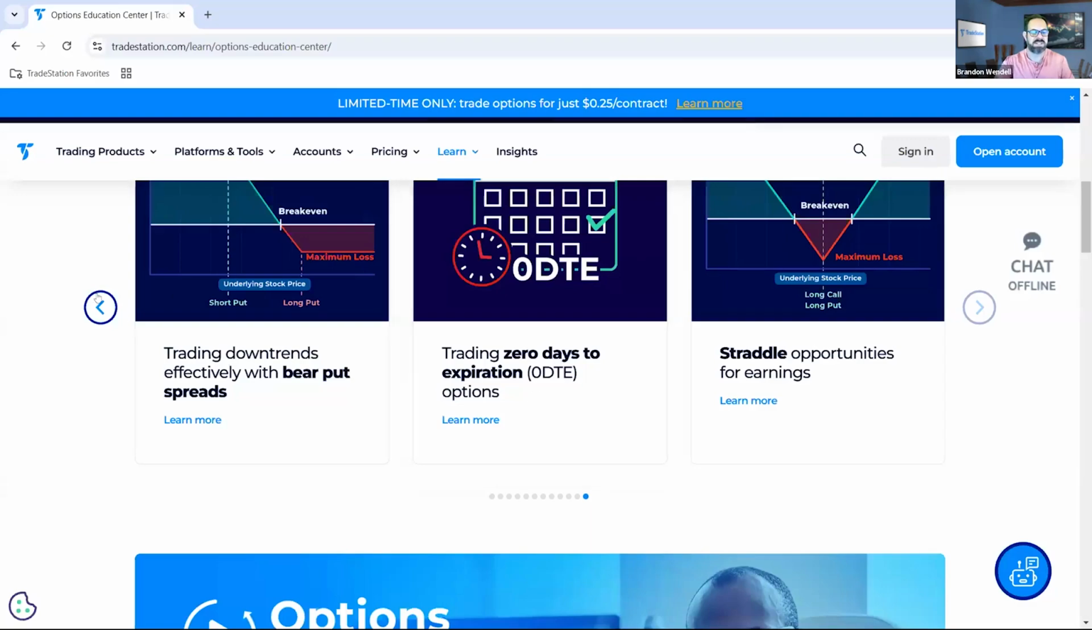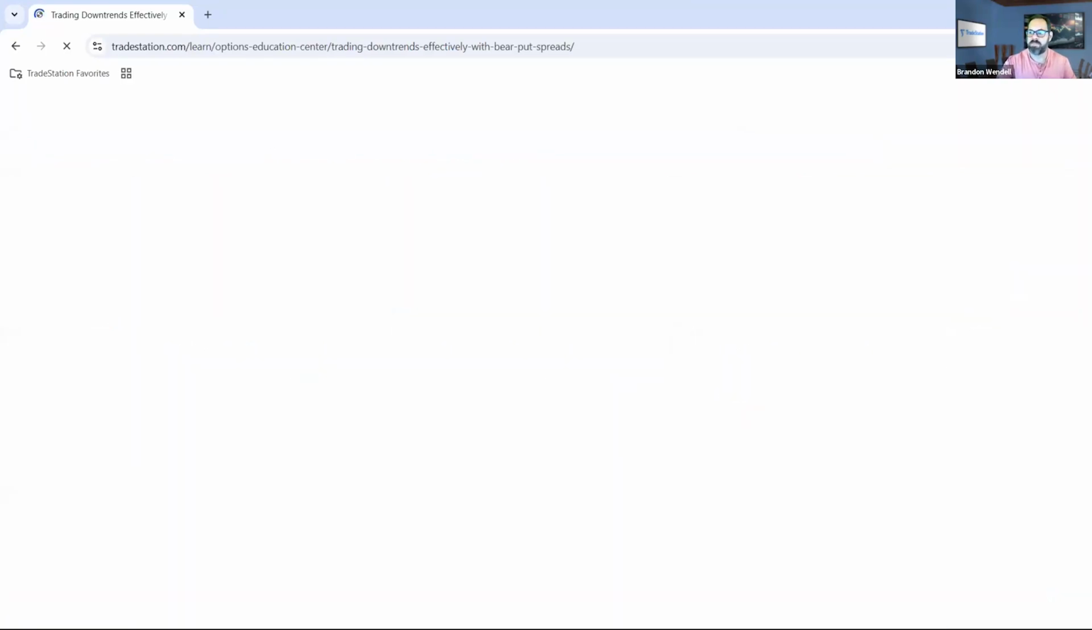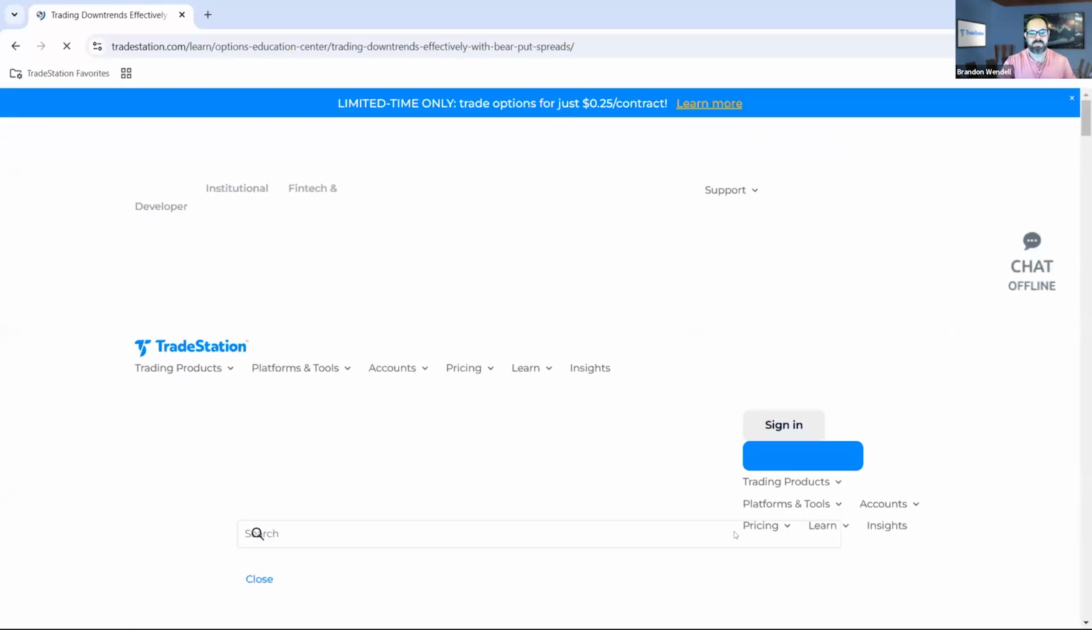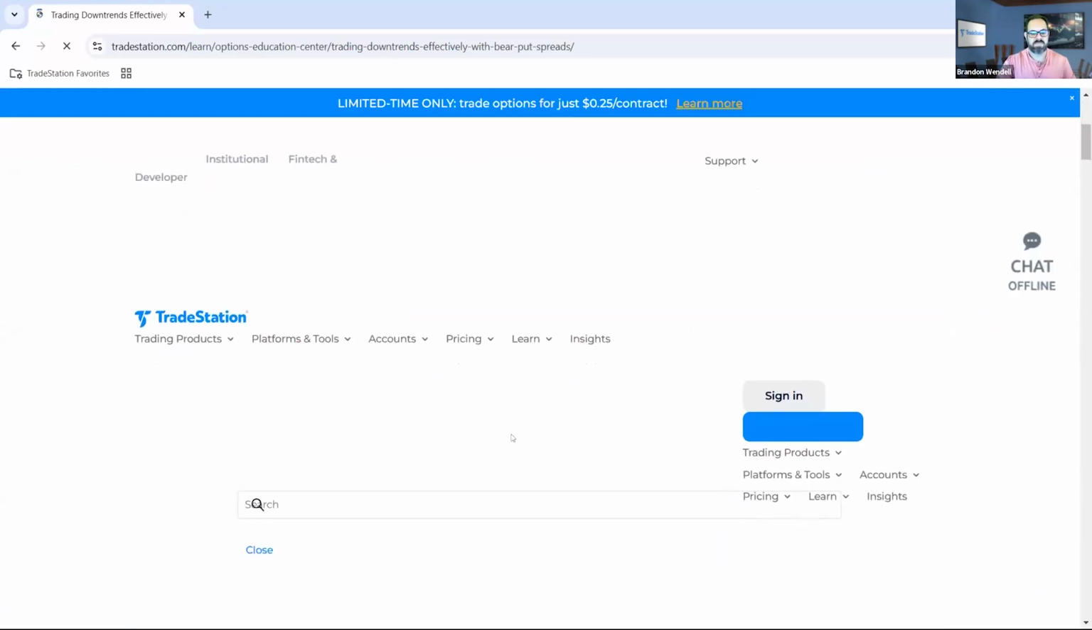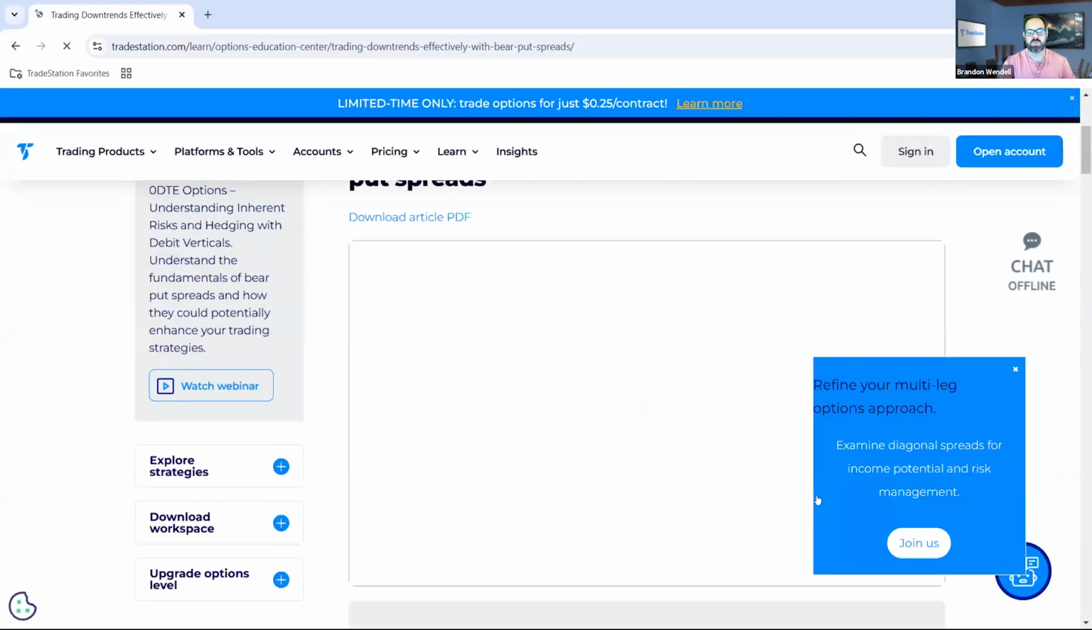So for instance, I'll do bear put right there. I know we were talking about bull put, but I'll just do the bear put because it was right in front of me. So if I select the bear put, it'll give you the information about the trading opportunity, the strategy itself, how it works, and of course the video as well.